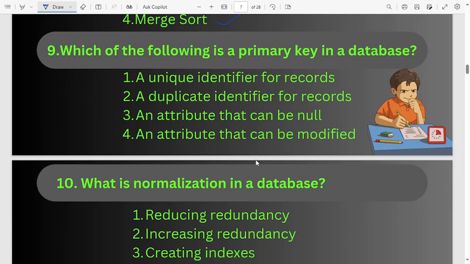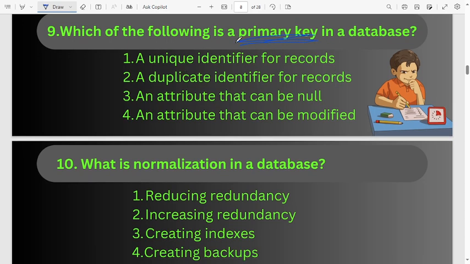Which of the following is a primary key in a database? Primary key. This is very important. While we are reading the question, we find out the most important points. What the question is asking. Primary key in database. The correct answer will be it uniquely identifies a record.